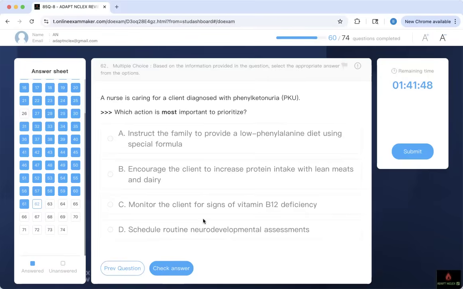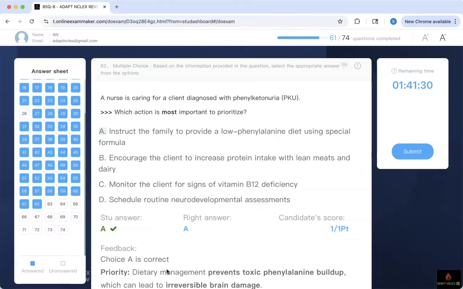What is the major thing about PKU? They cannot digest certain protein. What is that? Phenylalanine. Therefore, what? They get sick when they eat protein. Therefore, what? Give them something that has no phenylalanine. Which one should you prioritize? Neural assessment, we'll do it later.